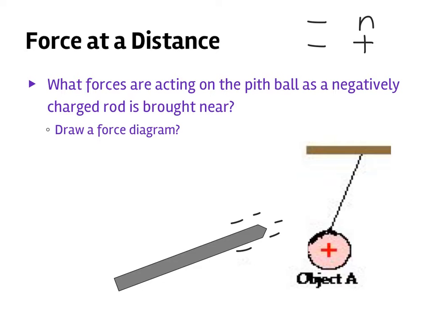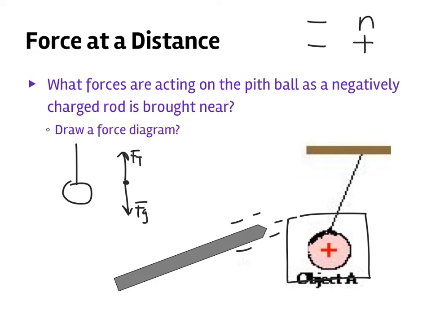If you think about the forces going on within the pith ball itself, let's consider them. Normally, when the pith ball hangs without the rod near it, the forces acting on it are the force of gravity pulling it down and tension pulling it back up. But once you bring the rod near the pith ball, all of a sudden those forces change. You can see that by the motion of the pith ball, and by the rope it's suspended by, which is now at some sort of angle.